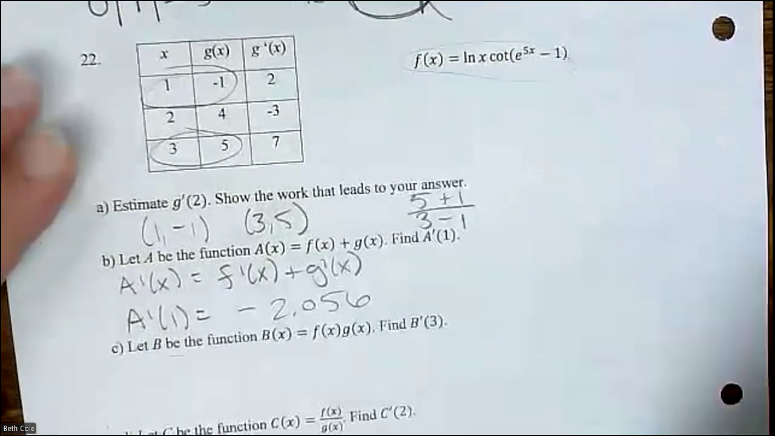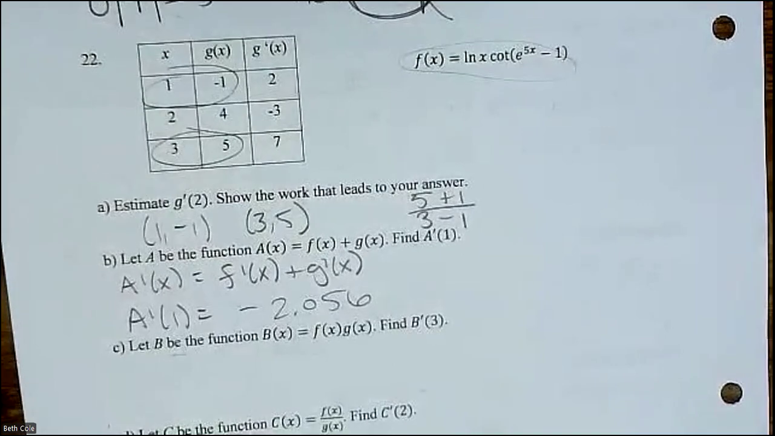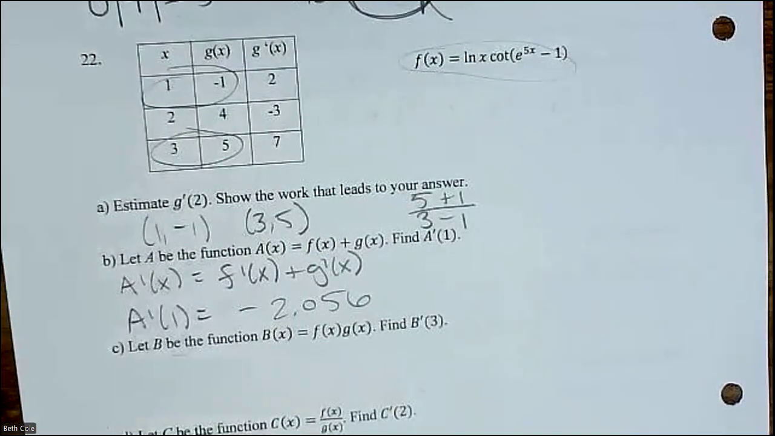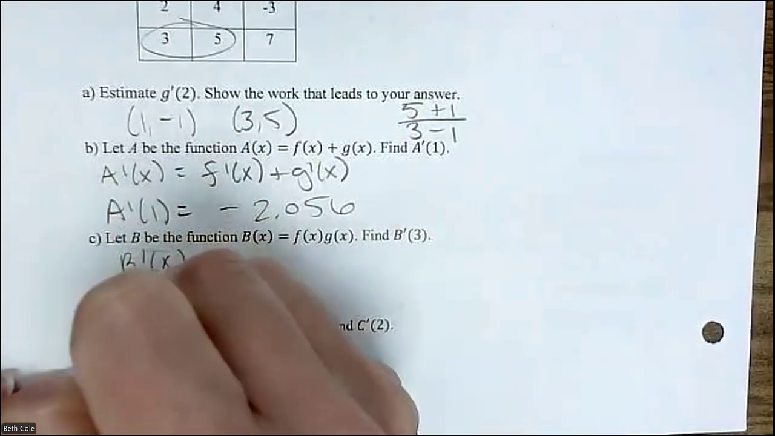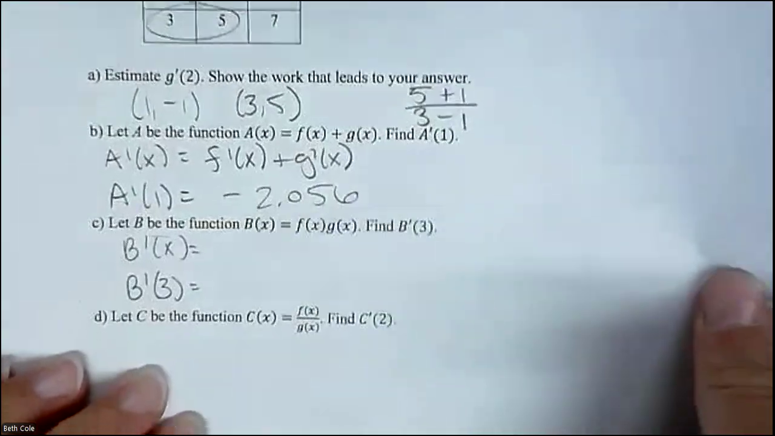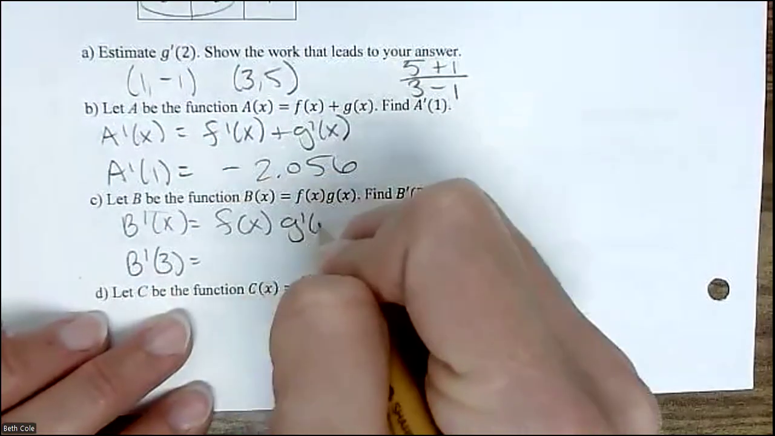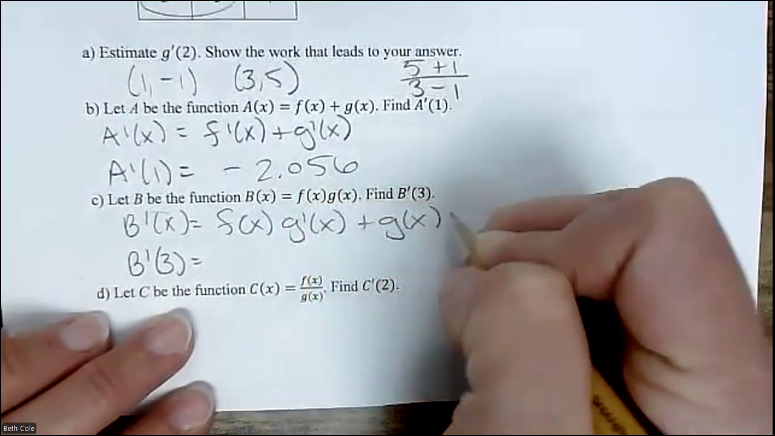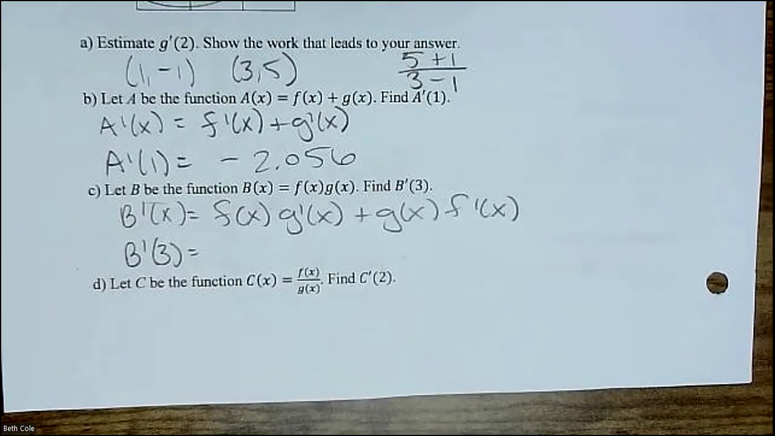An apostrophe is the prime mark. All right, so look at this one. We're going to find b prime and we're going to plug in 3. So what rule is this one? Product. The first thing, derivative of the second, plus the second, derivative of the first. You get a point for that, just for writing it out. And then you type in your calculator and you get another point.